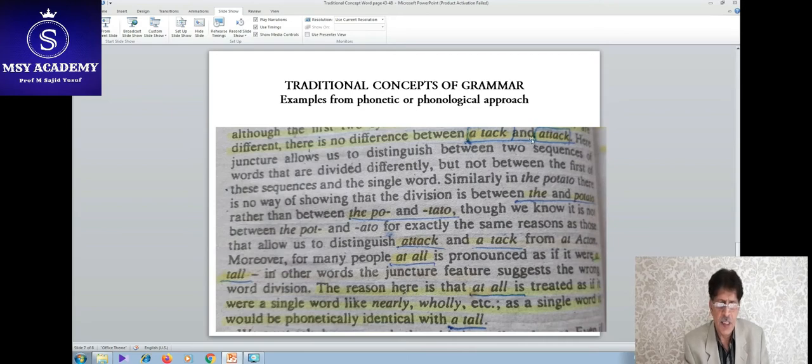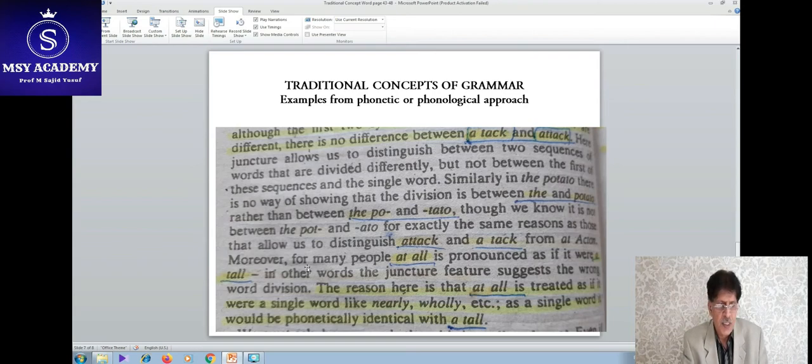Next, the similar examples. Similarly, the potato. There is no way of showing the division in between the and potato. I mean, we are not going to read it as "the, potato"; we are going to read it as "the potato". The seems to be a very missing end sound, so that it may produce a single sound.